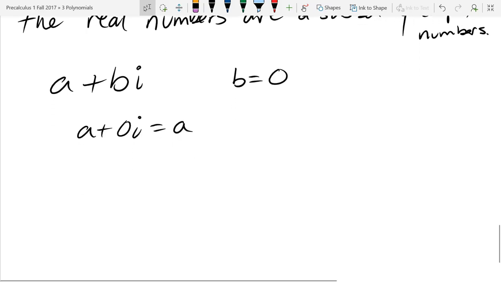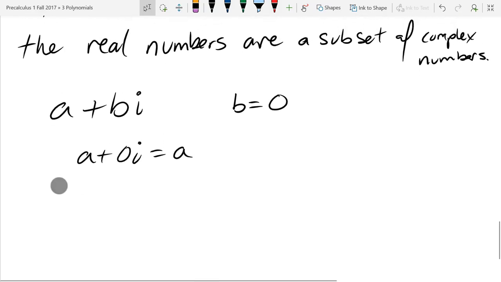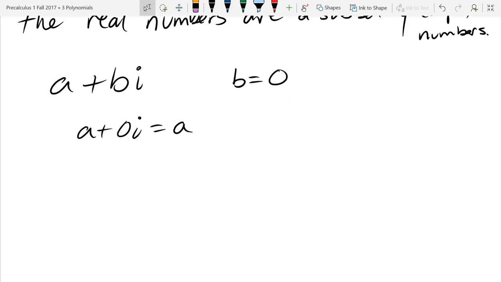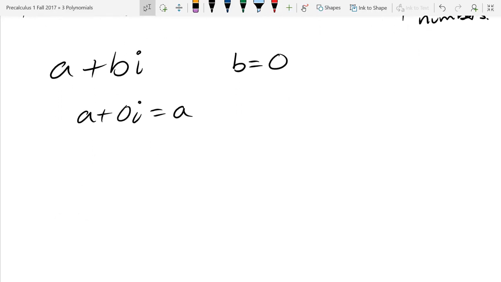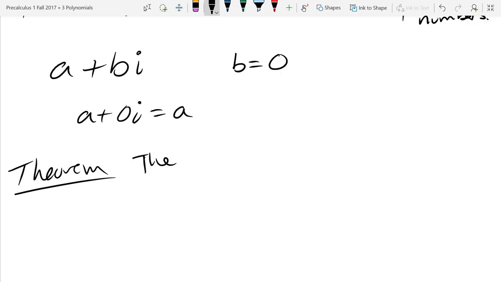We don't get to do cool geometric things with complex numbers until Precalculus 2 class. So you'll have to wait until then before we can look a little more deeply at complex numbers. But we know enough right now to at least factor polynomials. So ready for the fundamental theorem of algebra?